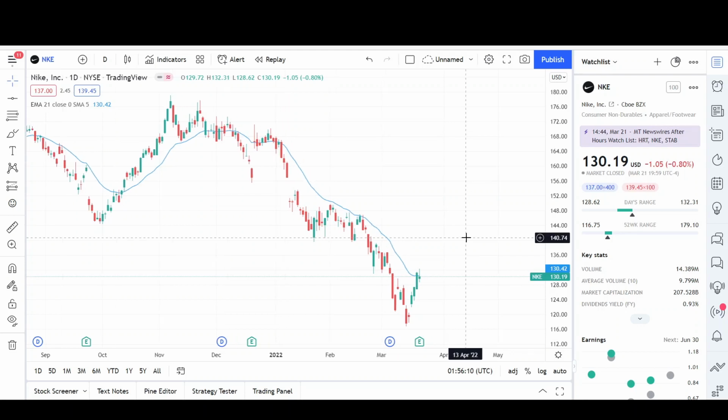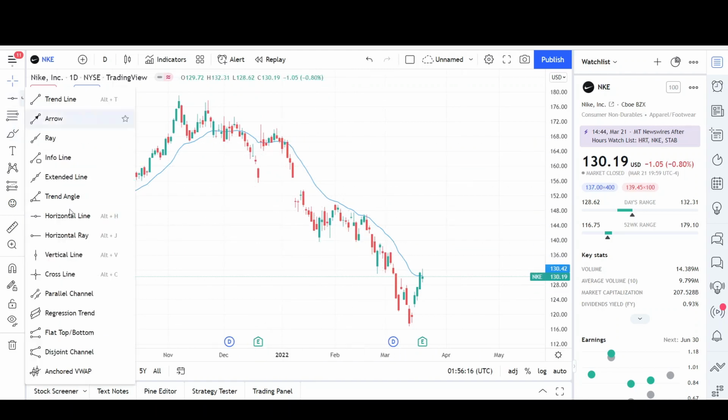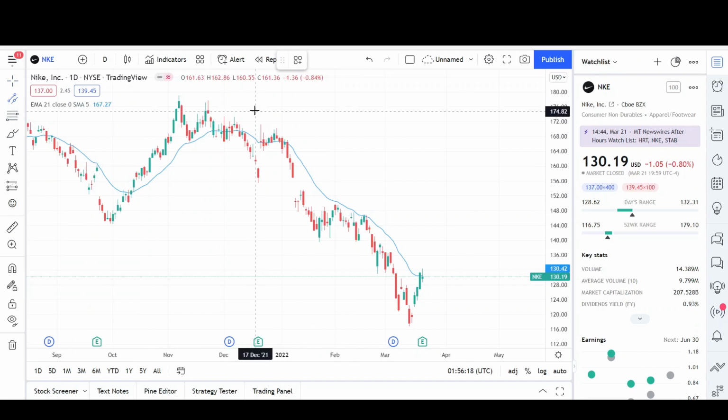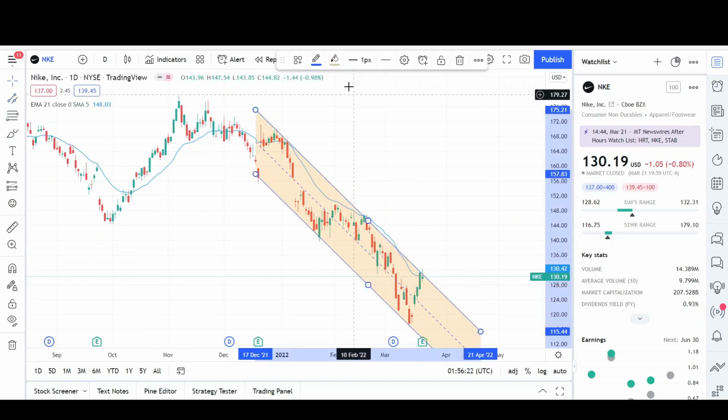So let's take a look at Nike. You see that prices were making lower lows, lower highs. We're in a downtrend, and if I connect the swings of the price, you can see that a channel can be made, and this is the channel that prices are inside of and currently respecting.